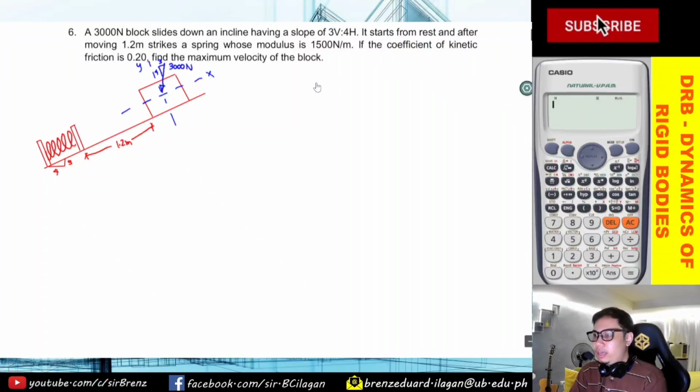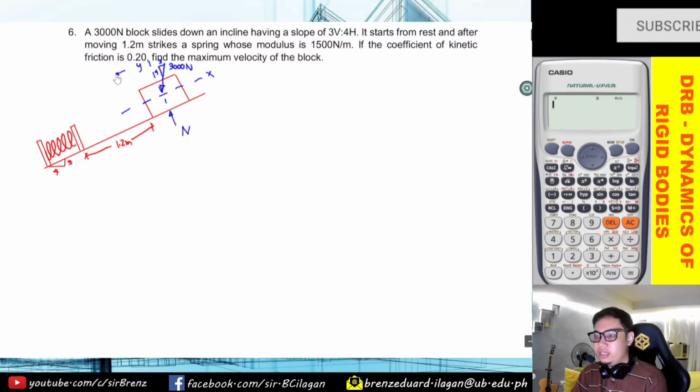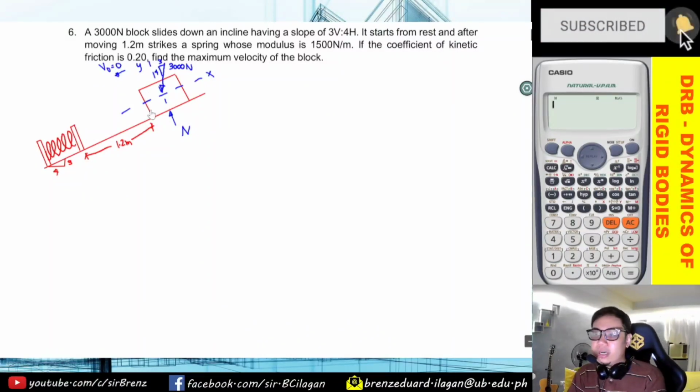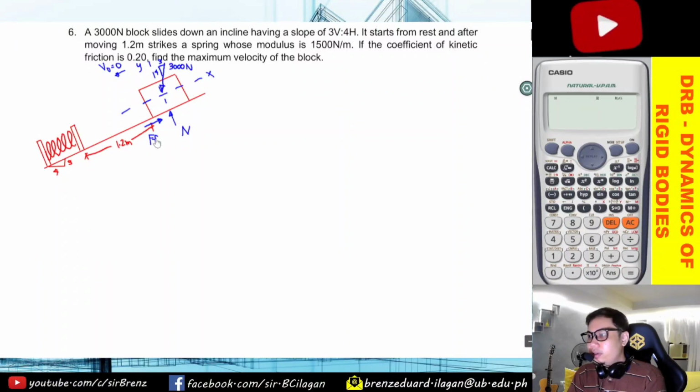And then since may friction yan, and we all know na kapag may friction, we need to solve first for the value of its normal force. And since the block is going in this direction, initially pababa, and it states there that it starts from rest, therefore the initial velocity will be equals to 0 meter per second. So therefore, the frictional force will be going in this direction. Okay? So, other than that, wala namang ibang force na nag-a-apply dyan.